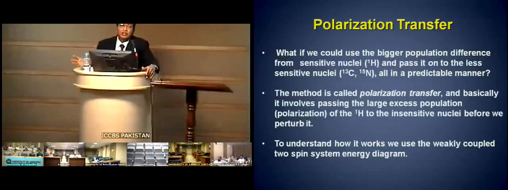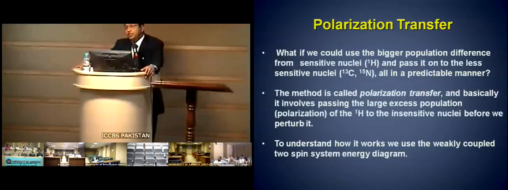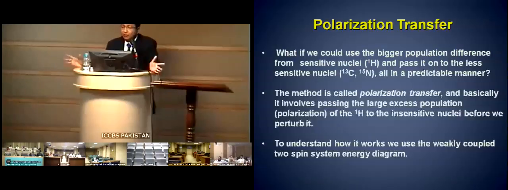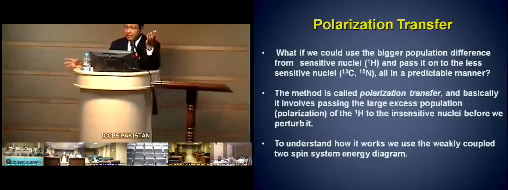So the first property was polarization transfer or population transfer. I don't mind if you want to use the word population transfer also. Can we use the bigger population difference from a sensitive nuclei like proton and pass it to the less sensitive nuclei like carbon-13 and N15, all in a predictable manner? Remember, NMR is predictability. If you can't predict, you don't know what you will get. In a predictable manner. Can we do that?